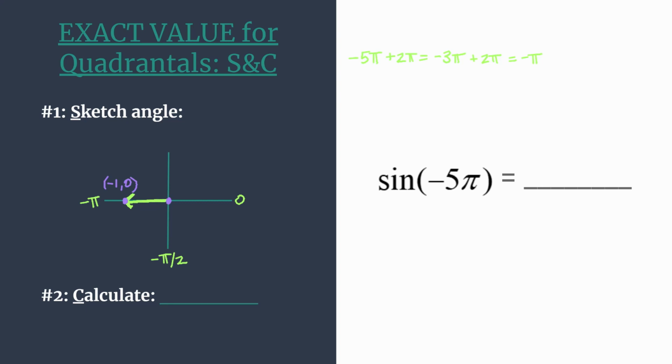All right, so when we calculate the sine of an angle on the unit circle, we know we're simply dealing with the y coordinate. So not much of a calculation here. We simply look at our y coordinate. It's 0, and so the sine of negative 5 pi is going to be 0.